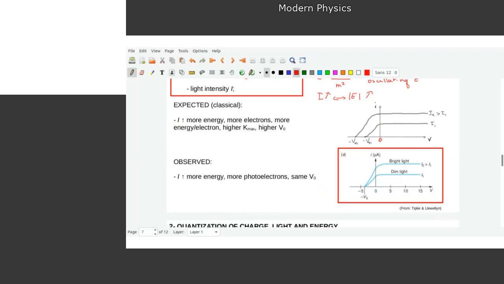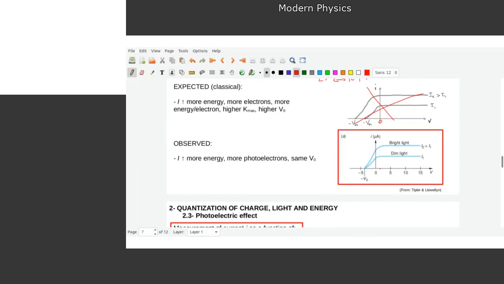This is what you expect, and you expect also that the photoelectrons will have a higher maximum kinetic energy, and so you will have a different value of the stopping potential, a higher value of the stopping potential. This is what you expect. This is not what you observe. What you observe is this one.